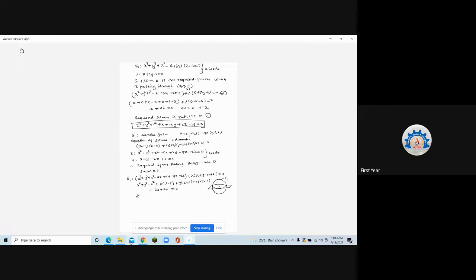What is the center? 2u is equal to lambda minus 5, so u is equal to lambda minus 5 by 2. 2v is equal to the coefficient of y, 2 plus lambda, so v is equal to 2 plus lambda by 2. And 2w is equal to minus 2 lambda minus 9, so w is minus 2 lambda minus 9 divided by 2. Is it okay? The center is the negative of this. So it is 5 minus lambda by 2, minus 2 minus lambda by 2, and 2 lambda plus 9 by 2. It lies on the plane.